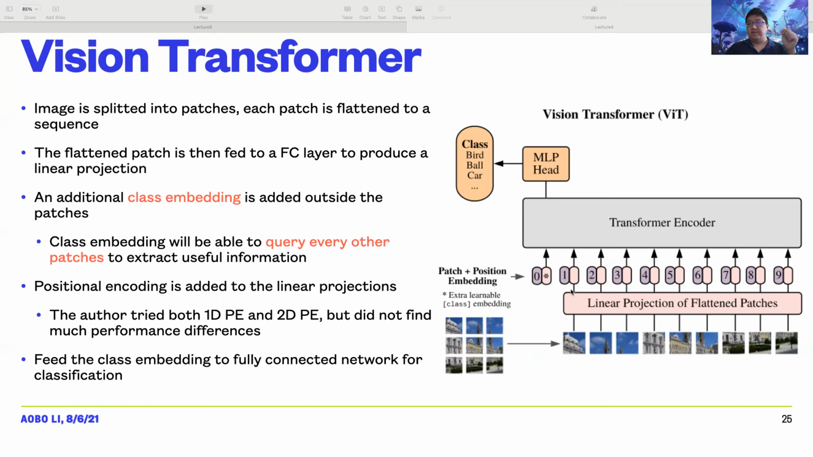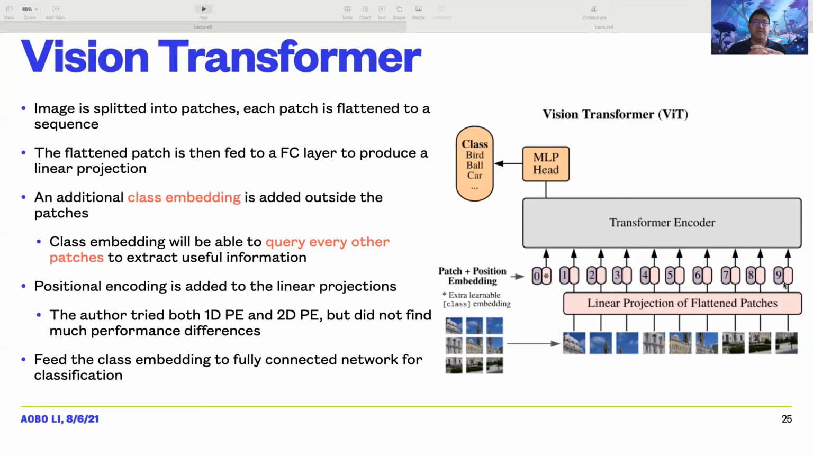Here we have 9 patches. We feed them into this vector, and we also add an additional 10th patch, which is what we call the class embedding. If you remember the nature of the multi-head self-attention algorithm, every input patch is able to query every other input. So if we add an additional class embedding as our input, this class embedding is also able to query every other input to extract the useful information. That's why the vision transformer actually works.